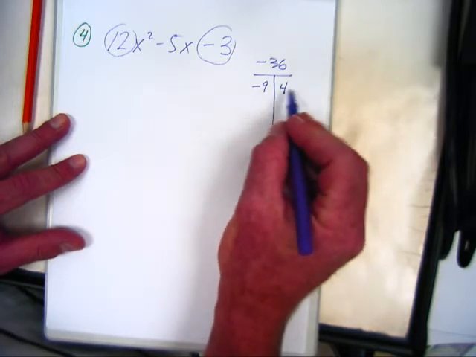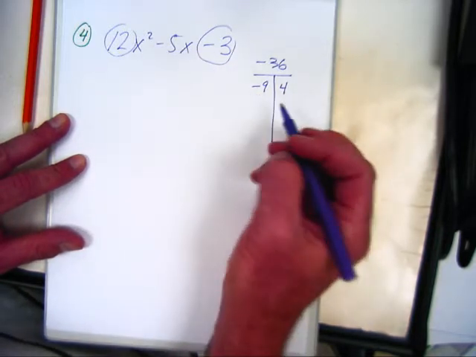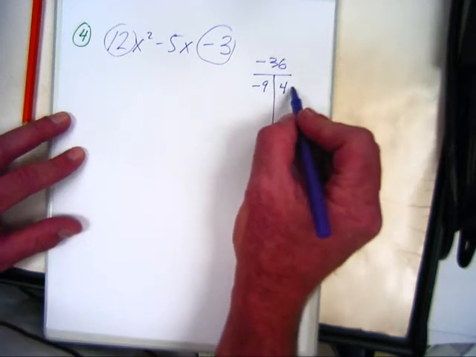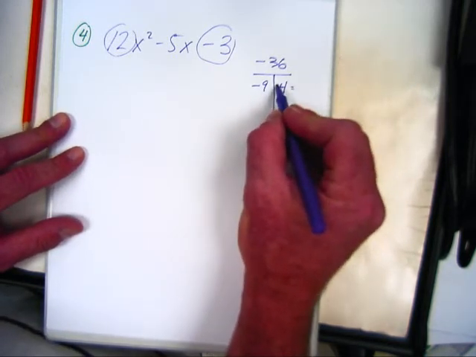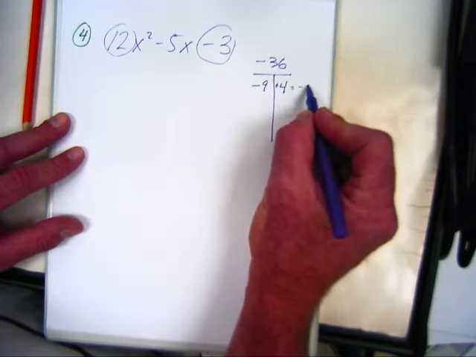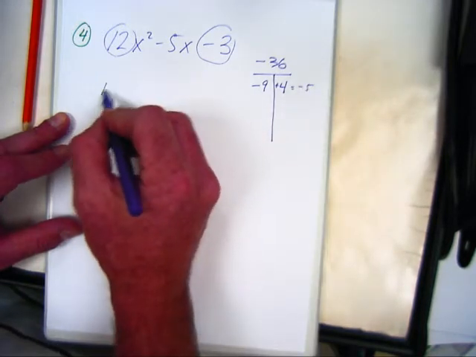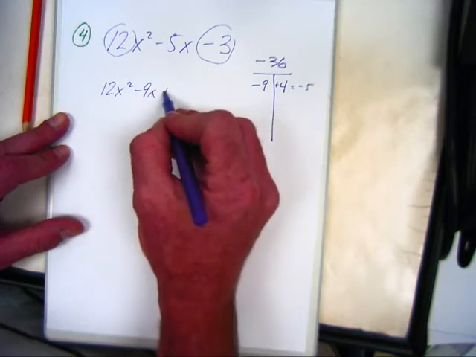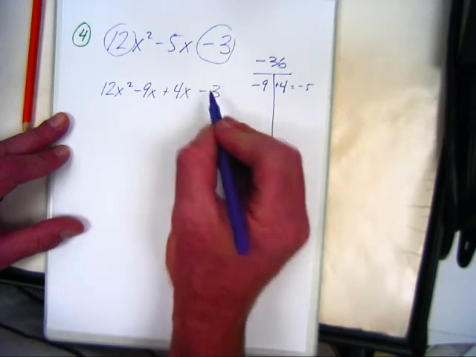If we chose 9 and -4, we'd get +5x here. We can't use that. We know we're close if we get the right answer but the wrong sign. But we know we have to use a -9 and a +4, and that'll get us -5 here. So we'll rewrite this 12x squared minus 9x plus 4x minus 3.